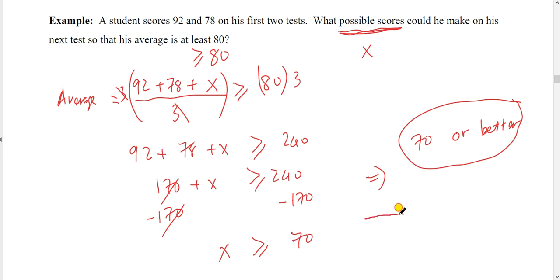How about we plot this one on the number line. So 0 is here, so 70 is here. This is the equal sign at 70, so I'm using the closed circle. So all the values from 70 and to the right of that are the solution to the problem here. Or you need to get at least 70 or better on the third exam in order to get an average of at least 80.